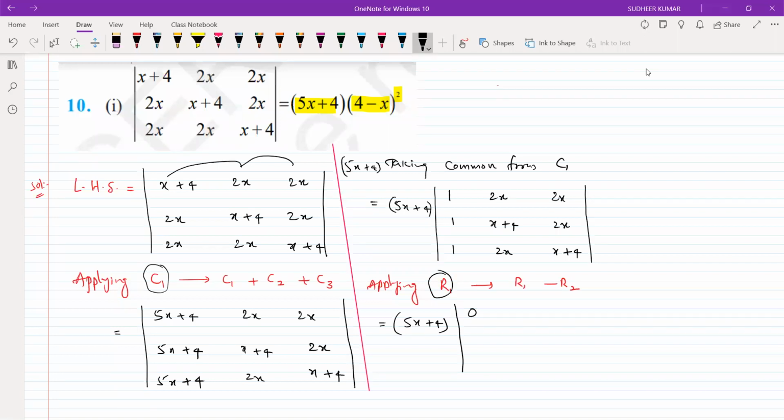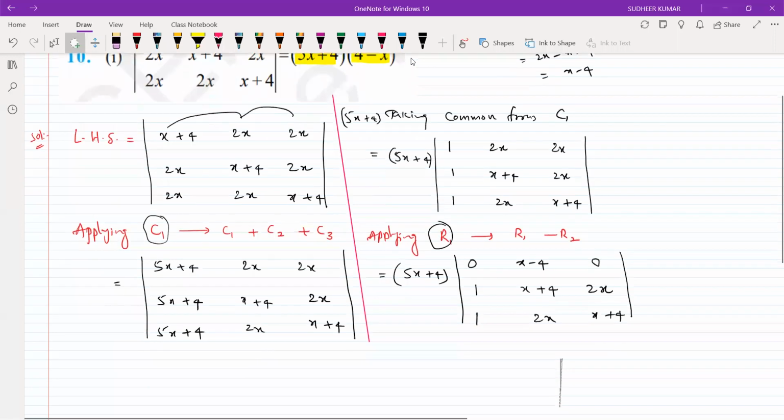2x minus of x plus 4. So what will you get? The result is 2x minus x minus 4, so it is x minus 4. That's it. And the next one, 2x minus 2x is 0. So only R1 changes, R2, R3 remain the same: 1, x plus 4, 2x, 1, 2x, and x plus 4.